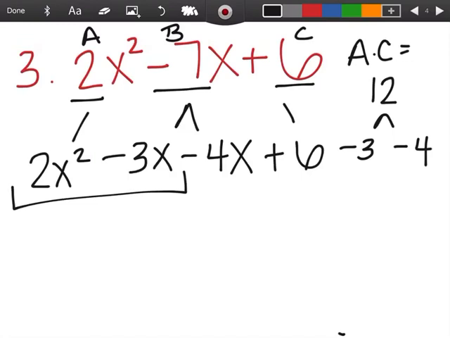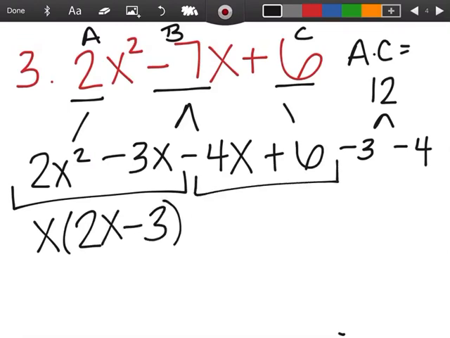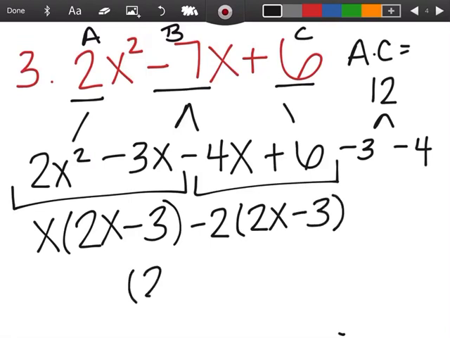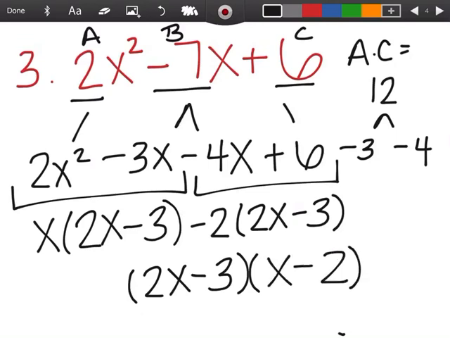So 2x squared minus 3x just have an x in common, so I'm left with 2x minus 3. And then negative 4x plus 6, when I factor out what they have in common, also keeping in mind that what I want in parentheses is a positive 2x and then a minus 3, I'm going to factor out a negative 2. So when I divide out a negative 2, I'm left with a positive 2x minus 3. So the two answers are 2x minus 3 and x minus 2.